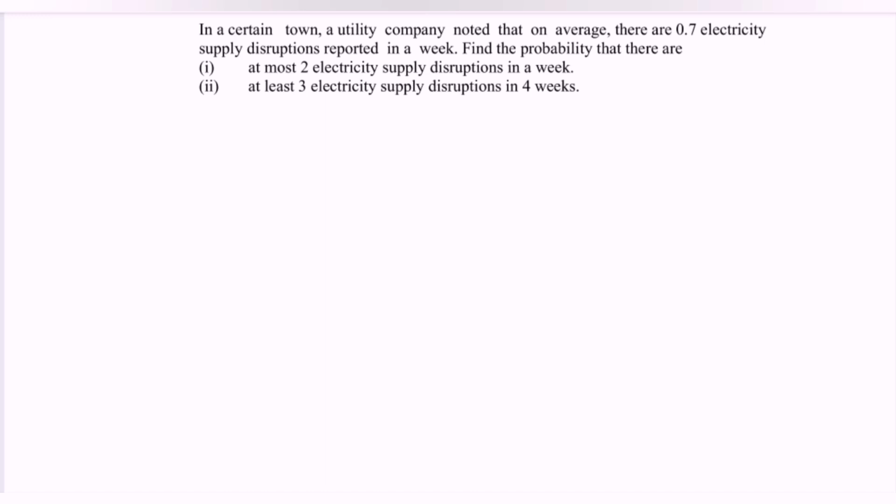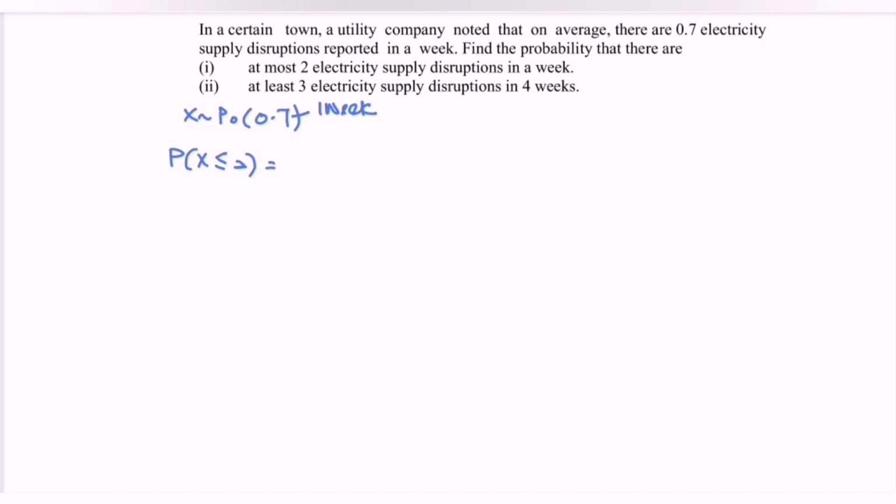Kindly refer to the question. In a town, a utility company notes that on average, there are 0.7 electricity supply disruption reports in a week. So here we have the title, Poisson with mean 0.7 for 1 week. Find the probability that there are at most 2 electricity disruptions in a week. So the question will be X less than or equal to 2.